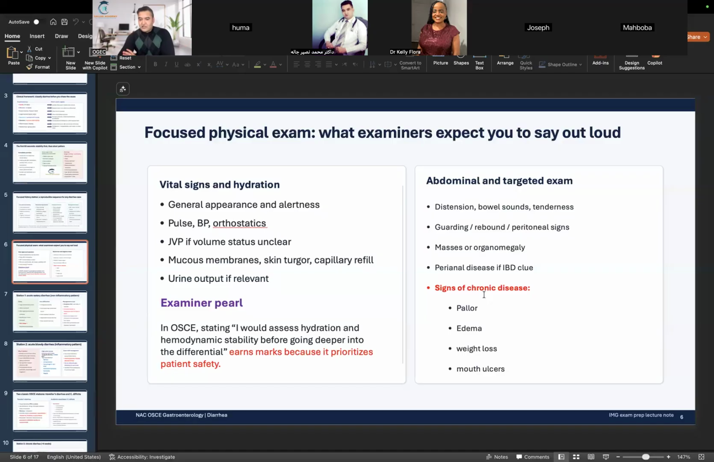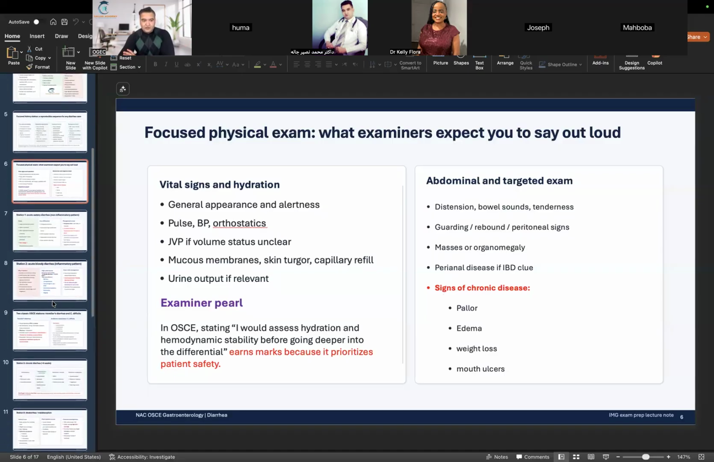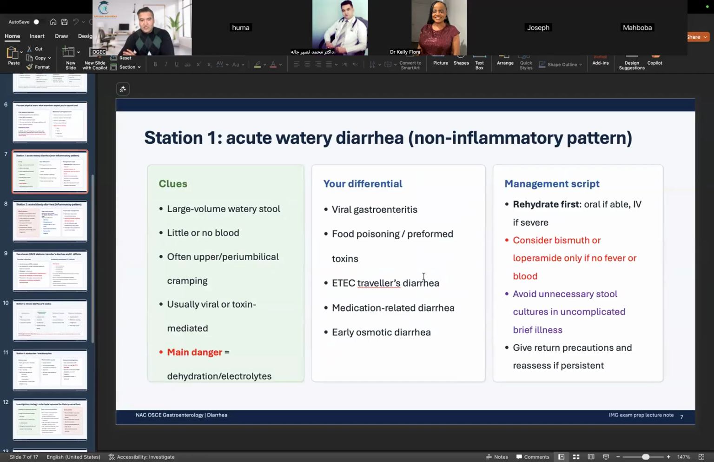Signs of chronic disease: pallor, edema, weight loss, and mouth ulcer. If you have these, and the diarrhea is more than 4 weeks, obviously it is chronic. So other than time, these are other findings.